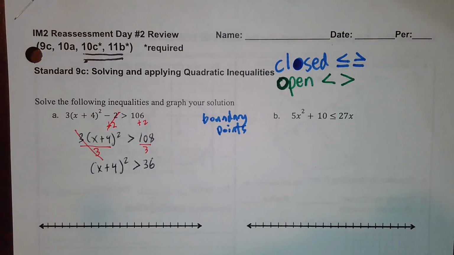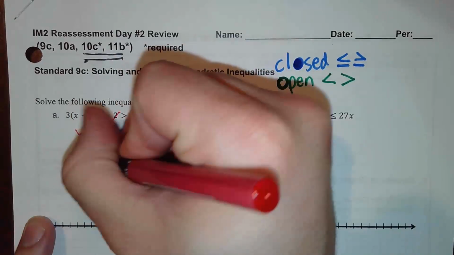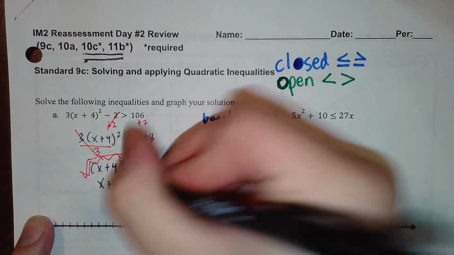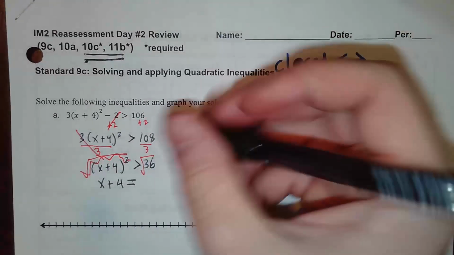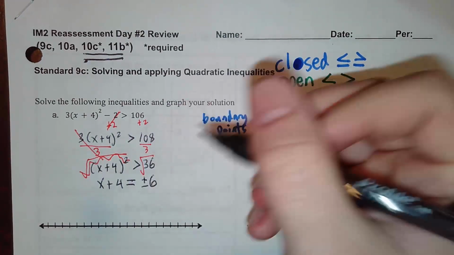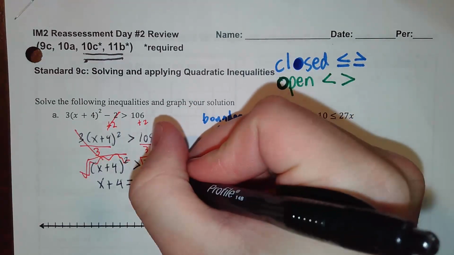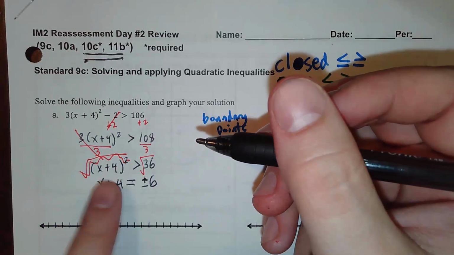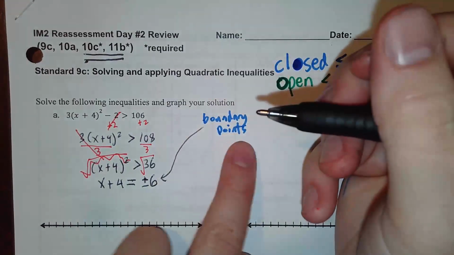So our next step here is we're going to go ahead and take the square root. That's going to get rid of the square. That leaves us with x plus 4, and at this point I'm just going to say equals plus or minus 6. The square root of 36 is 6, and when we take the square root we're going to get plus or minus. Why did I change it from a greater than to an equal sign? Again, we're just solving for our boundary points.